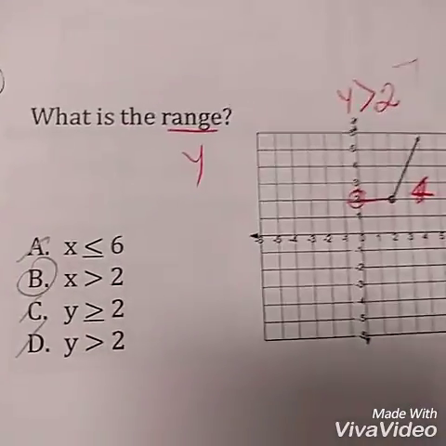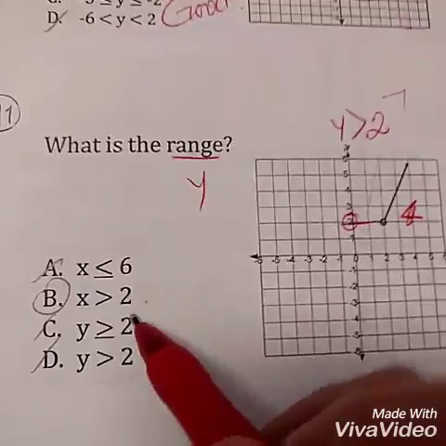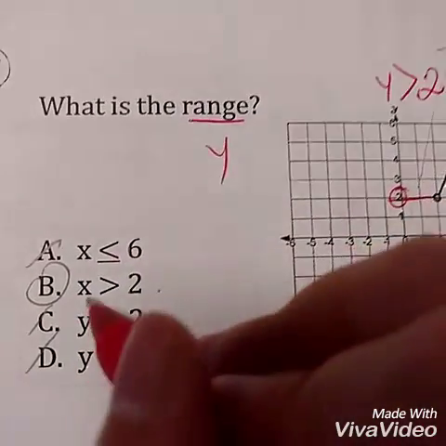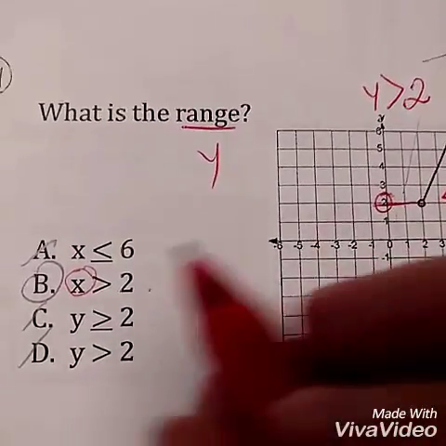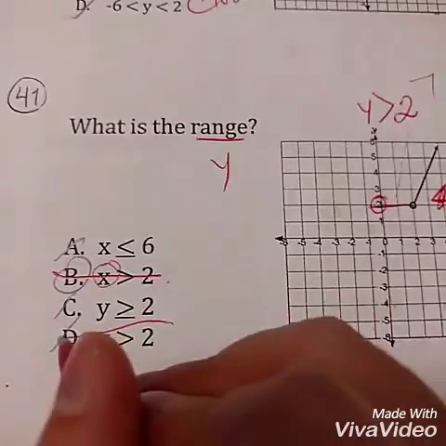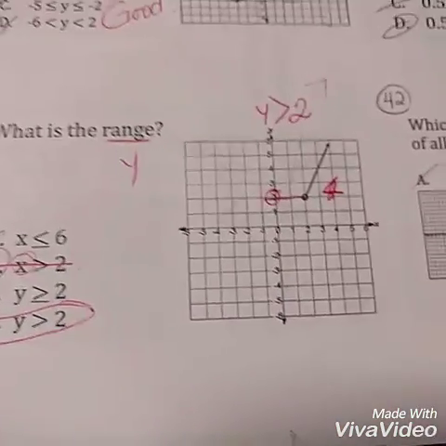Now, the student right here, they chose X is greater than 2. Well, the student is mistaken between the X and the Y. In other words, they're looking at the domain. They don't look at the range. Okay, so B is incorrect. We have to look at the Y, so it should be D. Alright, so that's my domain and range.